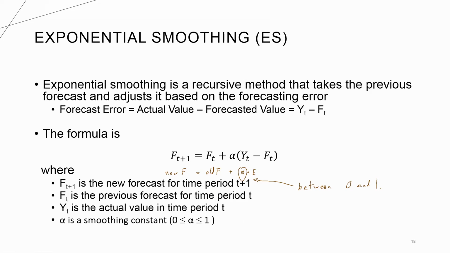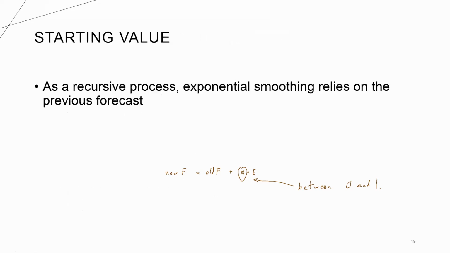Okay, so we're going to do some examples of it, but before we do, we just want to look at the math in a little bit more detail, because there are some useful things we can get from looking at the math. So this is called a recursive process. It's recursive because the new forecast relies on the old forecast, right? That's recursion, where your new number relies on the old number.